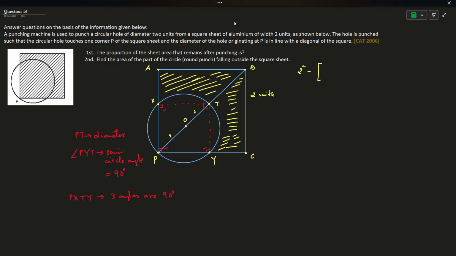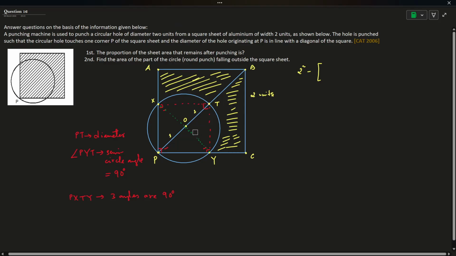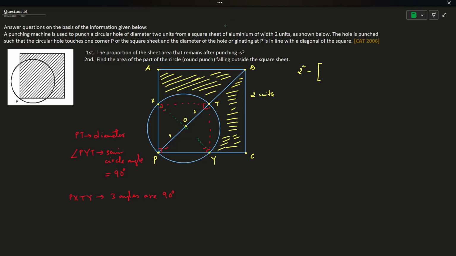That means if I join X and Y, this will be the diameter of the hole, passing through the center O. Let's say the height is h, this is y. So this is basically a rectangle, right? All the angles are 90 degrees. So this will be h, this will be y.